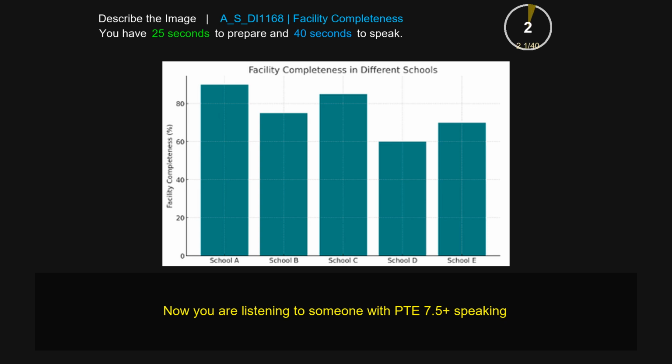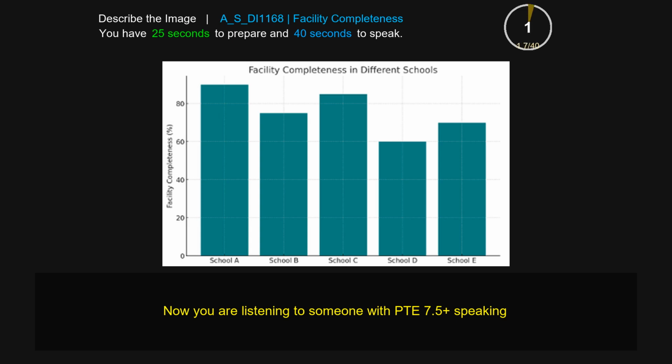This bar graph gives information about facility completeness in different schools. From the picture, we can see that in school E, the value is 70%. In school B, the value is higher, which is 75%. The highest is school A, which is around 90%, and the lowest is school D, just 60%. To sum up, the graph tells about the facility completeness.